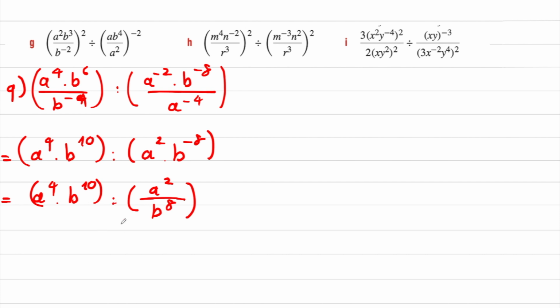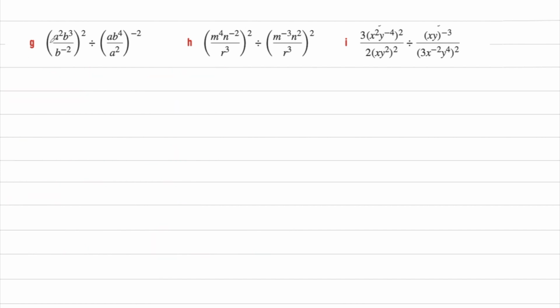And divide. What does it mean divide? Divide is multiply with the reciprocal. The reciprocal of this one is b to the power of 8 in here and a squared for this writing. And then you got a squared times b to the power of 18. Question H.